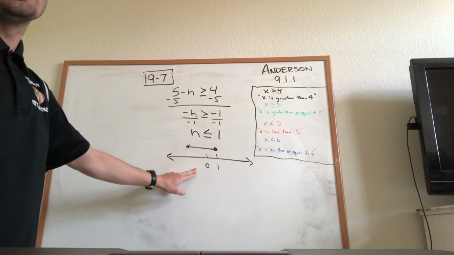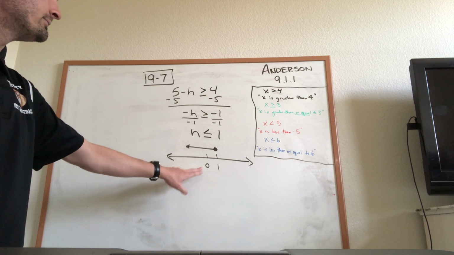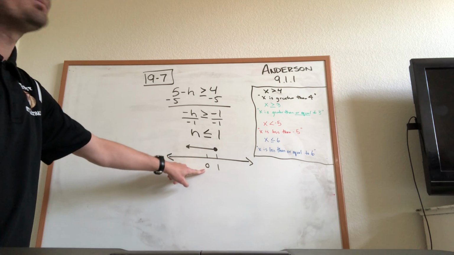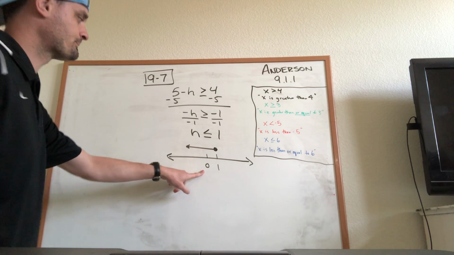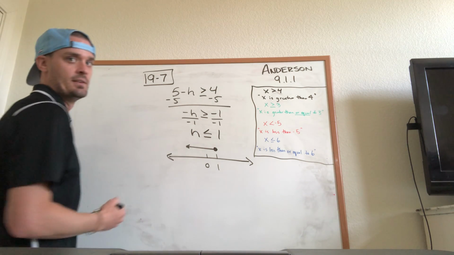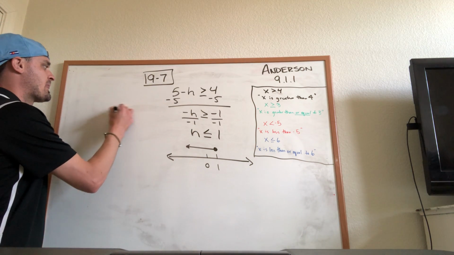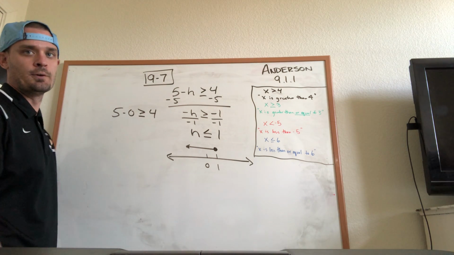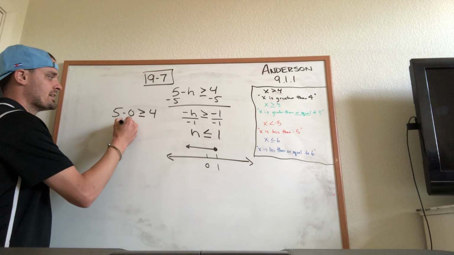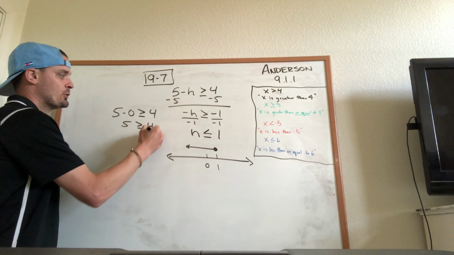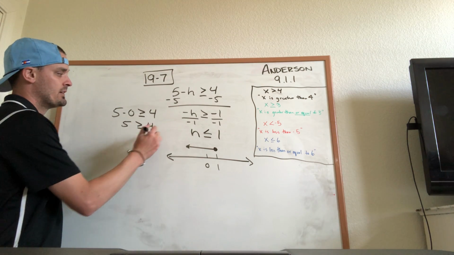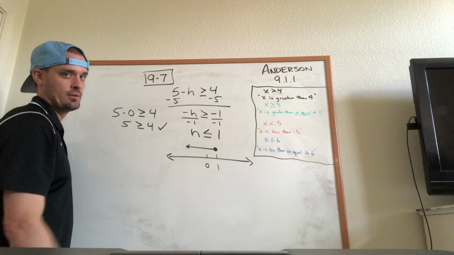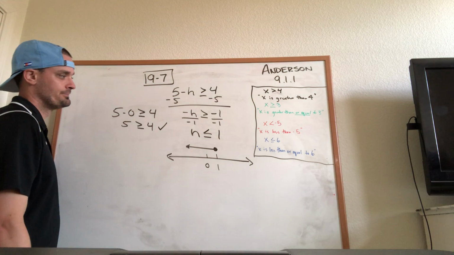So if we wanted to double check our work, we want to use a point. The easiest point to check would be 0. If I plug in 0 to this inequality, I get 5 minus 0 is greater than or equal to 4. Obviously that just becomes 5 is greater than or equal to 4. Is 5 greater than or equal to 4? Yes. So that means 0 should be in the shaded region, which in this case it is.